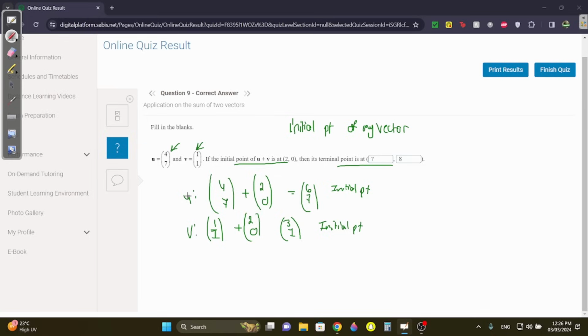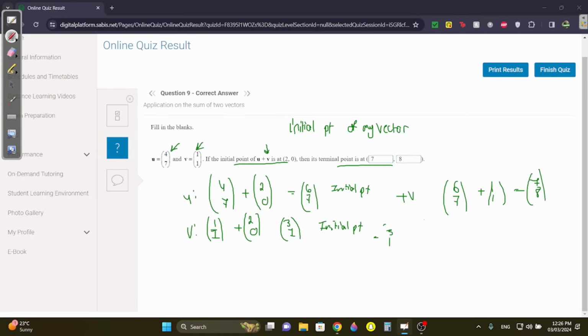So after using this u, if you're using the initial point of u, what's left? We need to add v. So you just do plus v, which is the same as saying 6 7 plus v, which is 1 1. You get 7 8. Same thing here, 1 1 plus, sorry, 3 1.